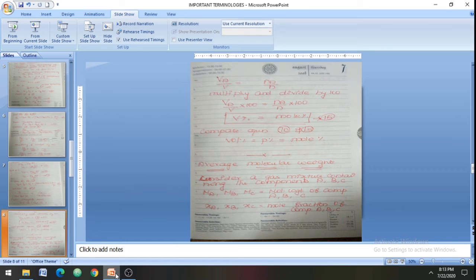Compare equations 10 and 15. In the 10th expression, mole percentage is equal to pressure percentage. In the 15th expression, mole percentage is equal to volume percentage. What do you observe from these equations? Finally, we conclude that volume percentage is equal to pressure percentage is equal to mole percentage. So all percentages are equal.